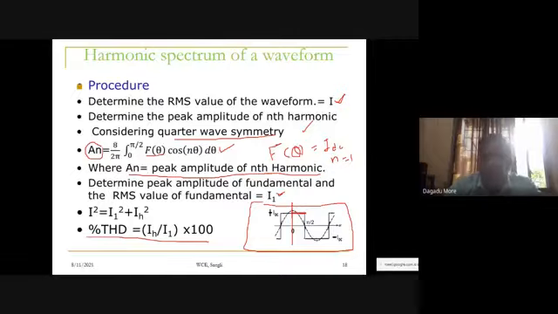Is it clear how we can get the THD of a square waveform? Can you take 2 minutes and find out what the value of THD should be for the square waveform? Let us assume that plus IDC is there. Same waveform, whatever you know, what should be the fundamental, and so what should be the THD, you can find out.